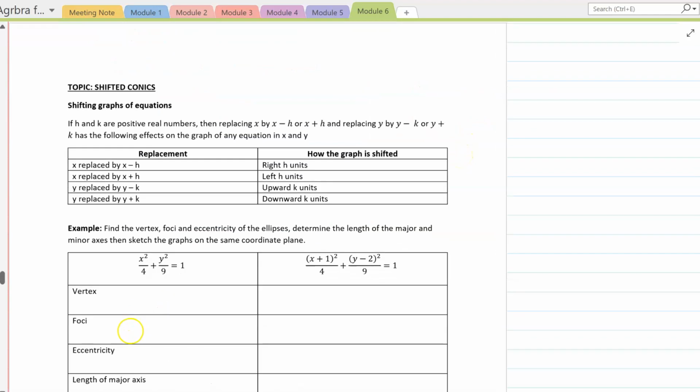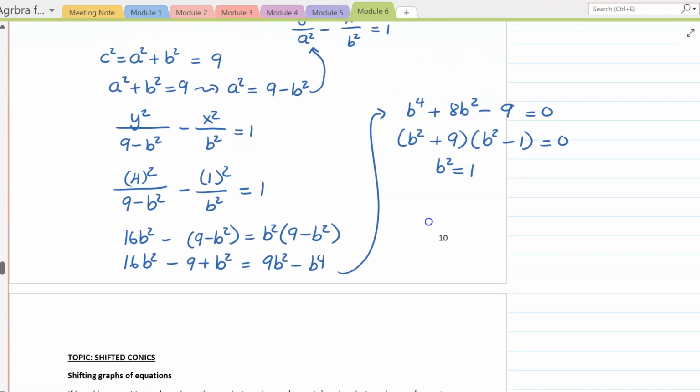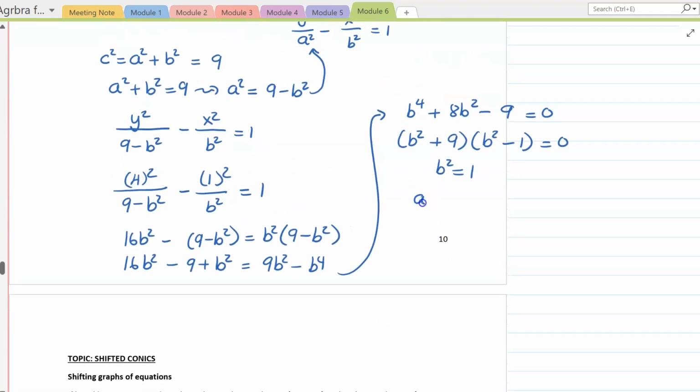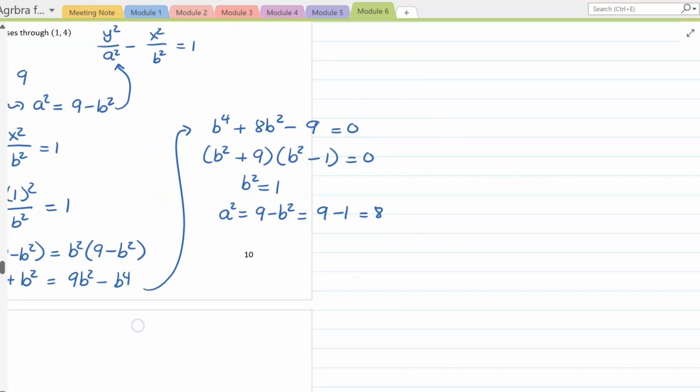Now that I get b squared equal 1, I can solve for a. I know a squared is equal to 9 minus b squared. So a squared equals 8. Then the equation of the hyperbola becomes y squared divided by 8 minus x squared divided by 1 equal 1.